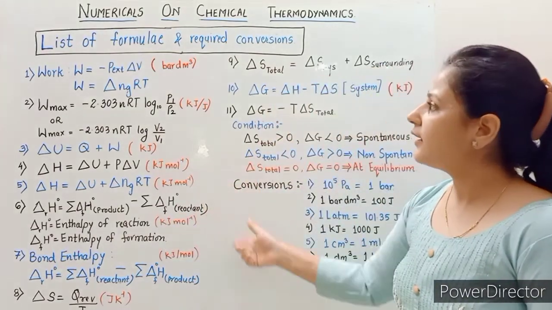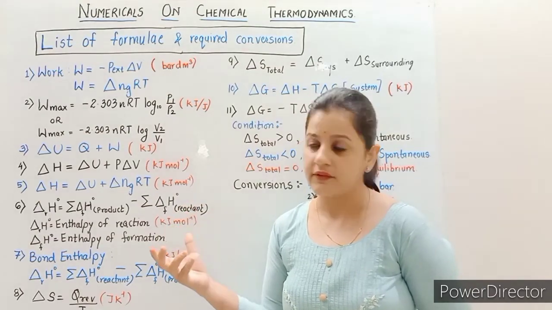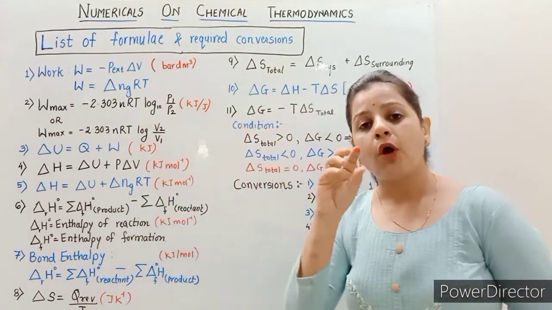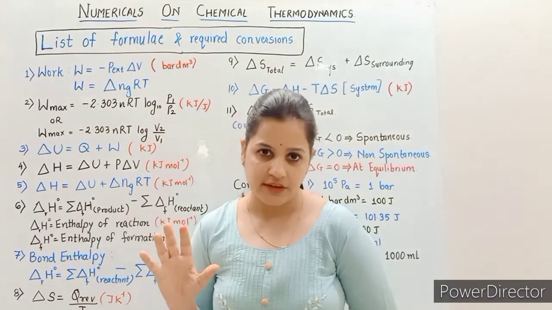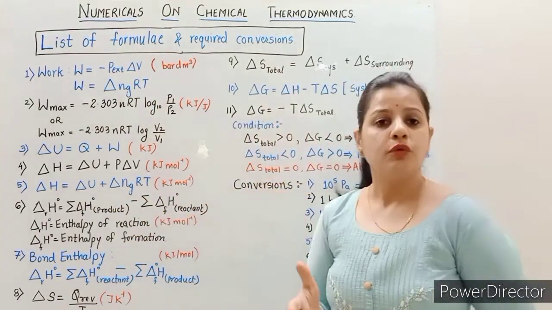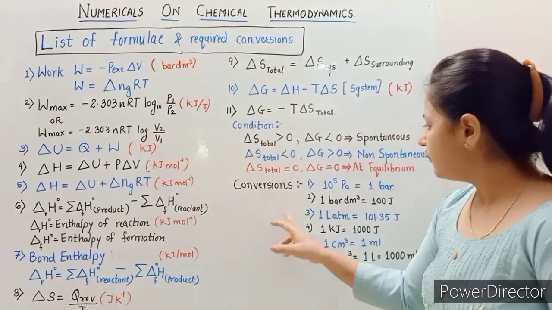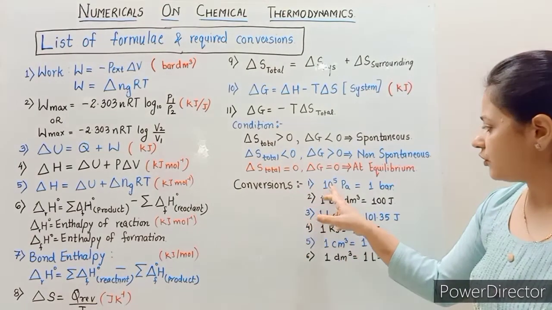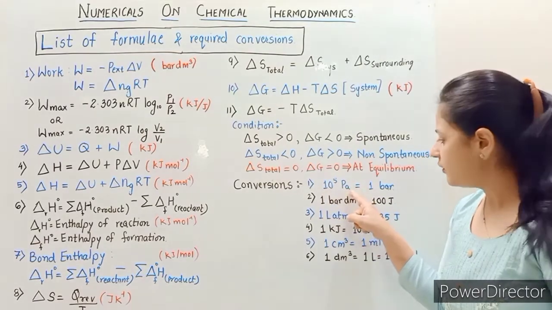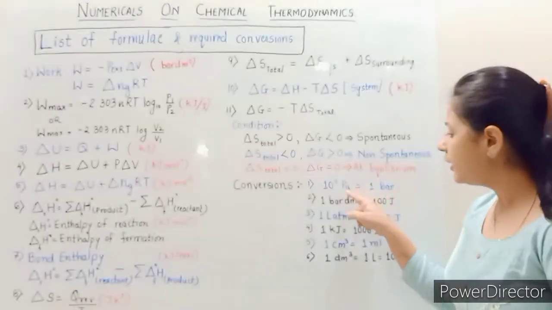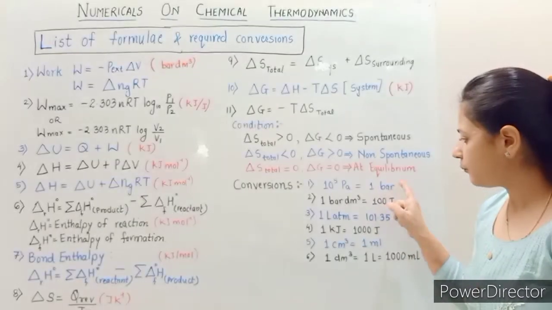Now in this case, when we are deriving or using these formulas to find the answers, we have to keep a proper watch on what unit has been given and what unit is needed. Sometimes it may be needed to convert the units, and for that we will need these types of conversions. First, if we want to convert pascals into bar, then 10 raised to power 5 pascal is equal to 1 bar.